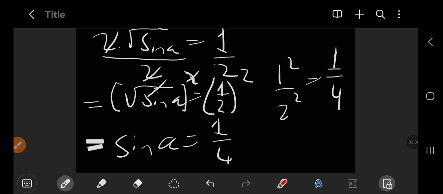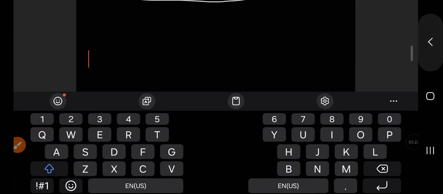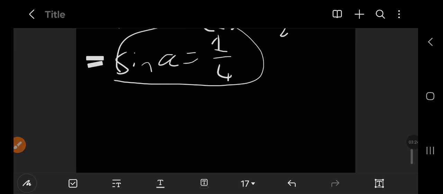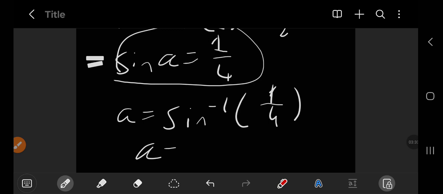Okay, and now you have a single trig ratio. So now we know that since it's a single trig ratio, we can say that alpha will be equal to the inverse sine of 1 over 4. So alpha is equal to the inverse sine of 1 over 4.